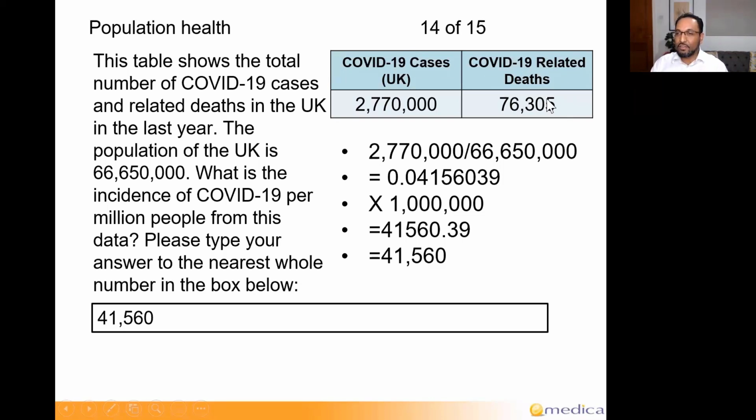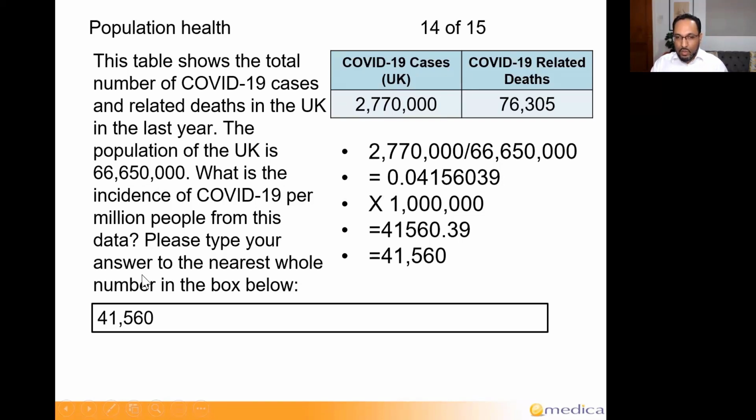Sometimes people get distracted by this just because it's there and they use this number, and they're going to get totally the wrong calculation. Okay, so first thing is to know how to calculate incidence. Incidence is simply the number of new cases divided by the total population. So the incidence is this number, 2,770,000, out of the total population, which they're giving you, 66,650,000. This was the total population in the UK at the end of 2020. Okay, that gives you this number.